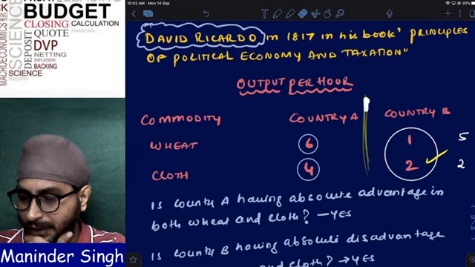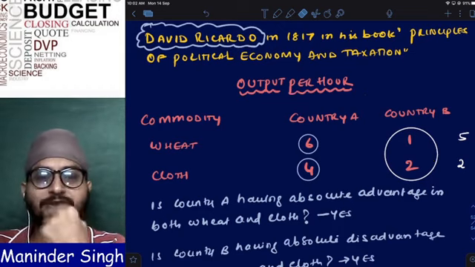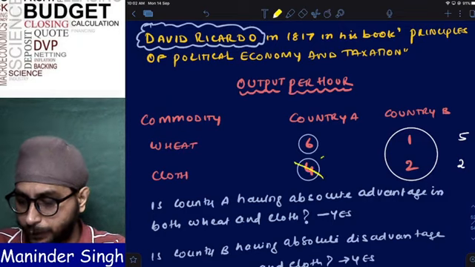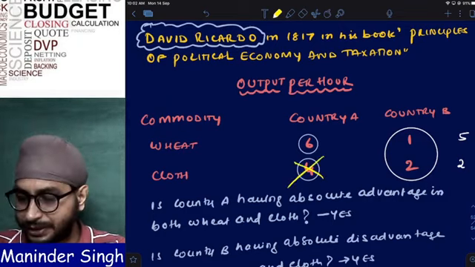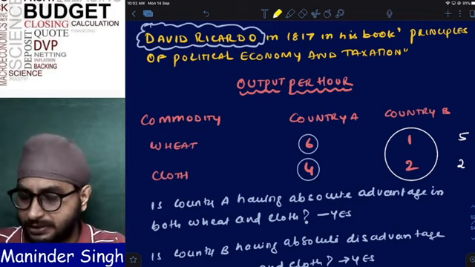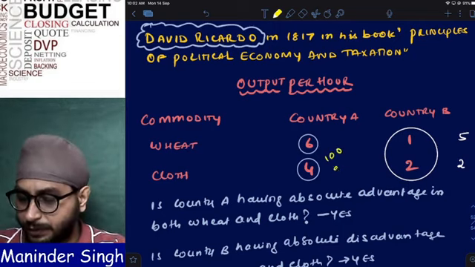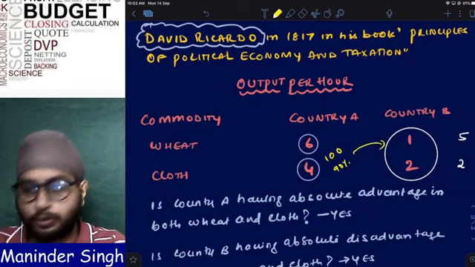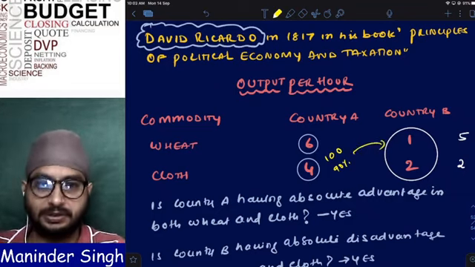So that is why imports and exports are very important for international trade. I am not saying that country A will not produce cloth. It will produce, but little. Let us say rather than producing 100%, it will produce 90%, and 10% cloth it will import from country B to support country B.